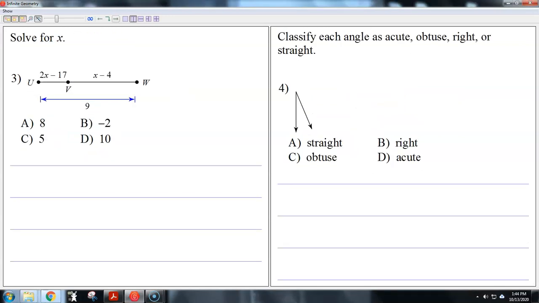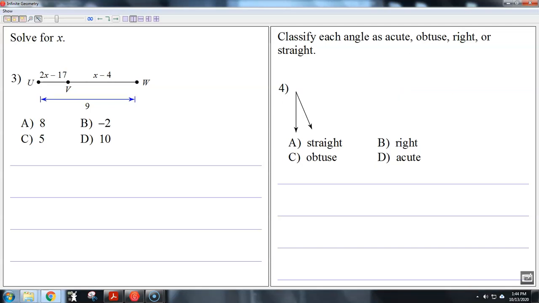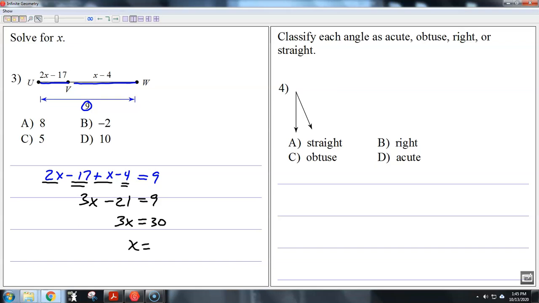Moving right along. Number 3 and number 4, same idea, but we're doing some algebra. So the total distance is 9, and the short piece plus the other piece should total up to be 9. I gather like terms, so I have 3 x's. I have a minus 17 and a minus 4, which is minus 21, equals 9. Add 21 to both sides, you get 3x equals 30. Divide, and you get x equals 10. And we want to solve for x. Wow, 10, 10, 10, first 3 answers.